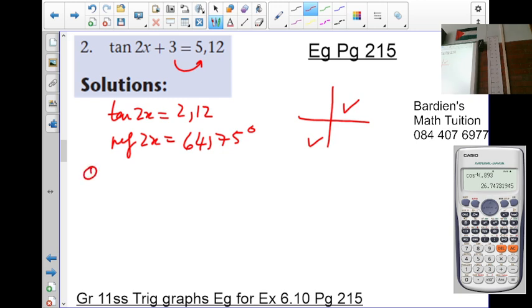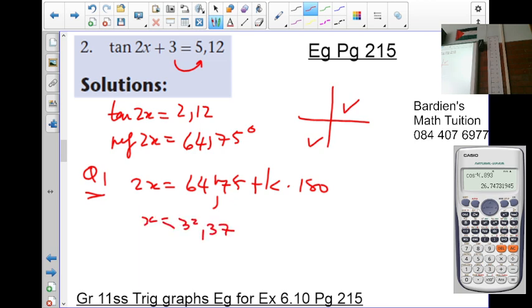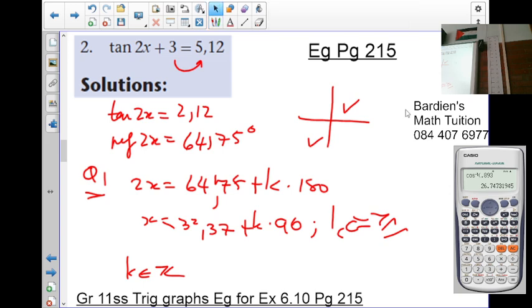So let's go. Quadrant 1. So it's 2x is equal to 64,75 plus k times 180 degrees. So what do I do now? Divide throughout by 2. So x is equal to 32,37 plus k times 90 degrees, where k is an element of the integers. K is an element of Z. Alright, you guys understand?